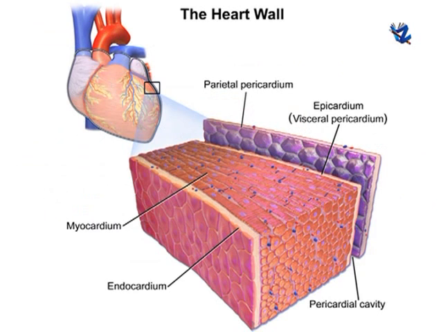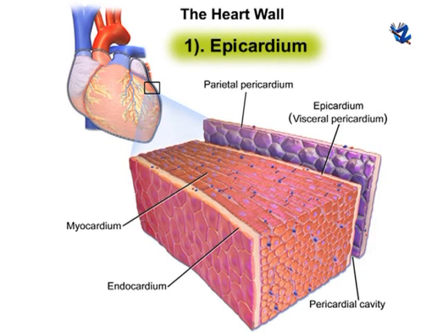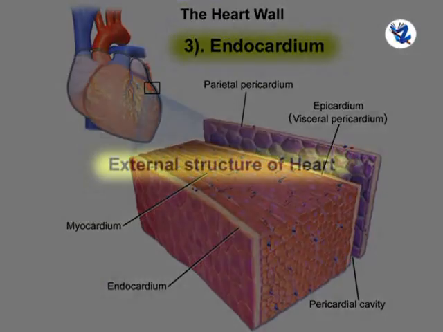Then heart wall. The wall of heart is composed of three layers. One, outer epicardium, composed of single layer of flat epithelial cells. Two, middle layer myocardium, composed of cardiac muscle fibers responsible for contraction and relaxation of heart. 3. The inner layer endocardium, composed of single layer of flat epithelial cells.